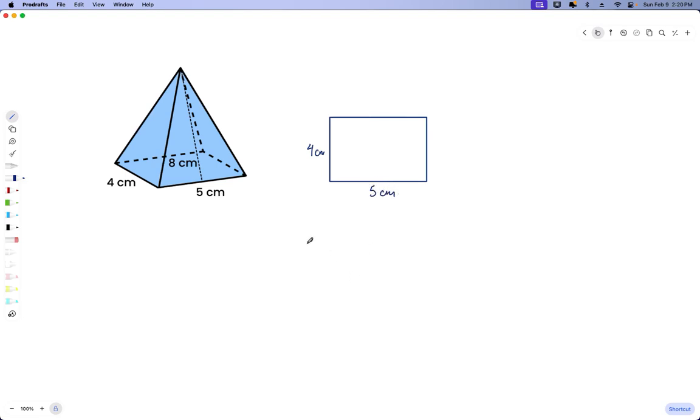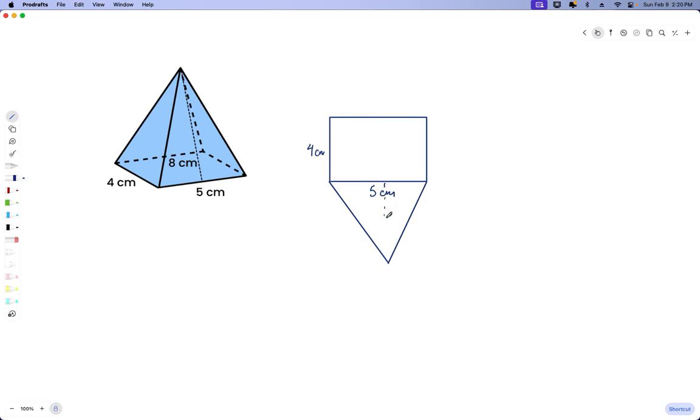Now it's a pyramid, so I have triangles, and the height of all the triangles is going to be the same, but the base of each triangle is going to be whatever the side of the base is. So this is going to be a triangle here. I'm going to do a little bit better job. That one and that one.